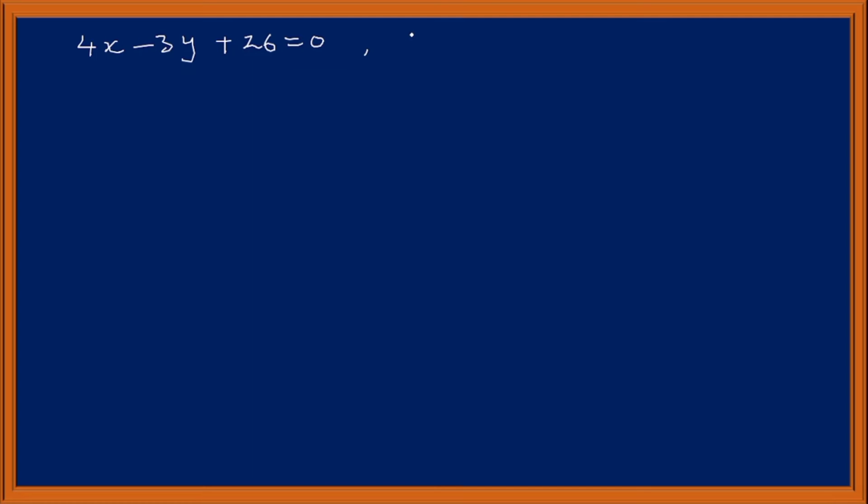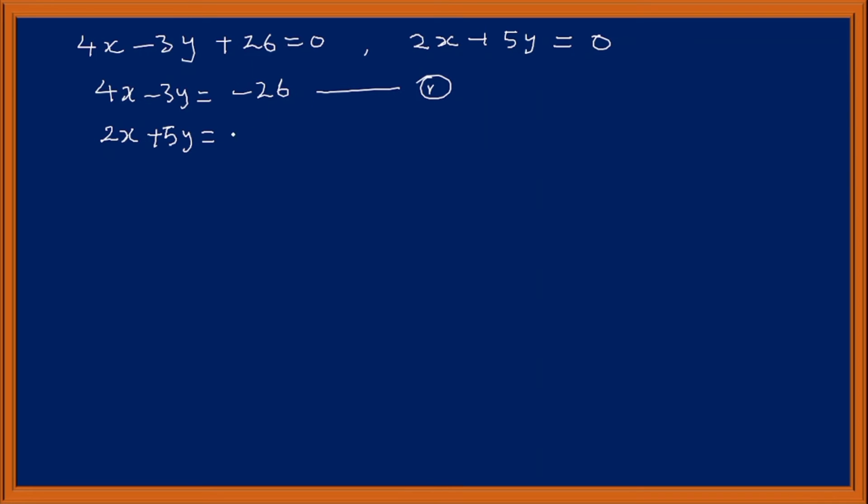And then we have another equation, 2x plus 5y is equal to 0. So this first equation, I'm going to take 26 to the right hand side. I'm going to have 4x minus 3y is equal to minus 26. So I call this my equation number 1. And then I bring this one, which is 2x plus 5y is equal to 0. I call this my equation number 2.